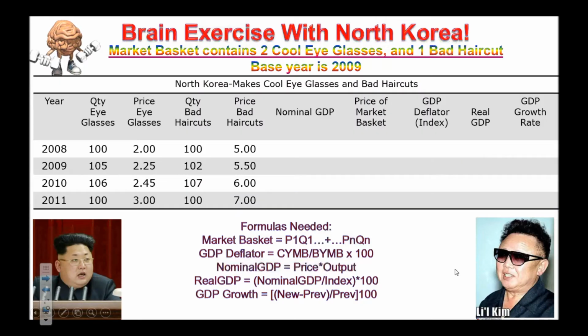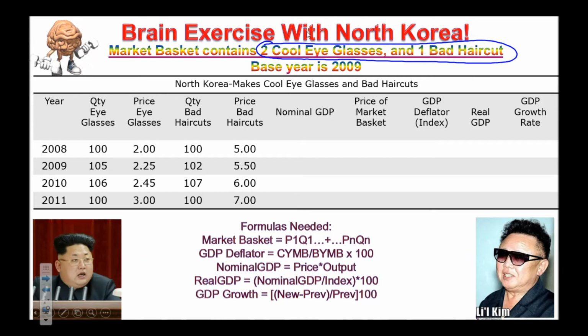So to get started, here's what you need to know. North Korea makes eyeglasses and bad haircuts. Just a couple of consumer goods and services that they produce. Another thing you need to note is that the market basket we're going to use contains 2 eyeglasses and 1 bad haircut. So think of the market basket, especially in terms of our own economy.